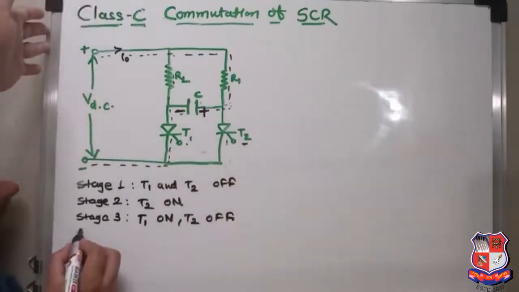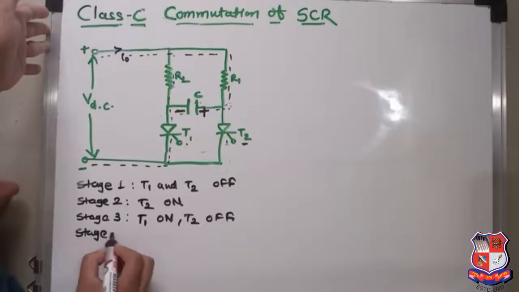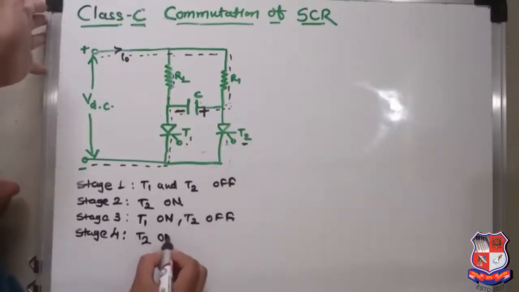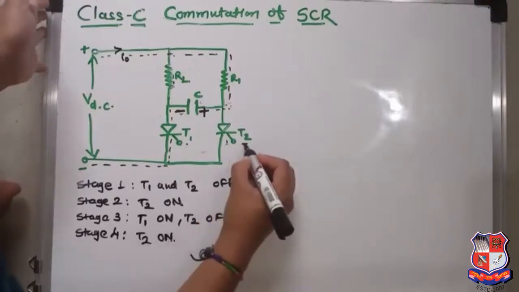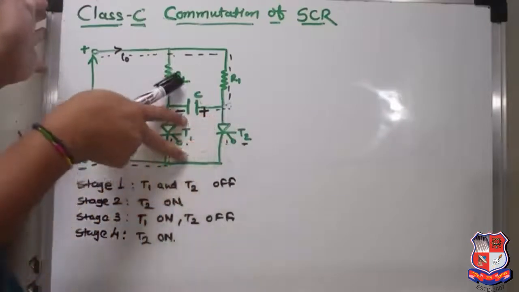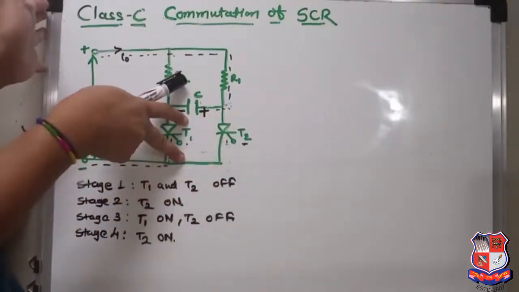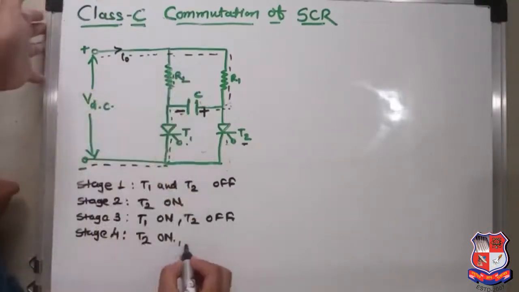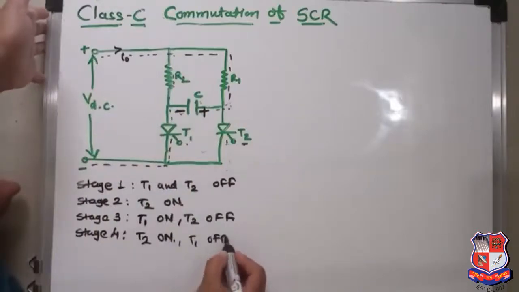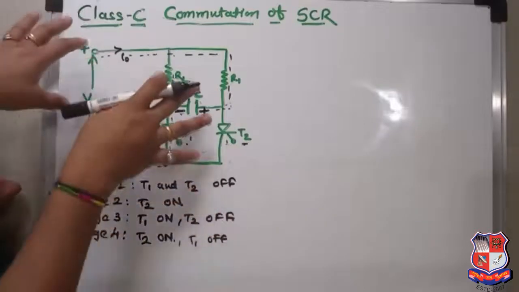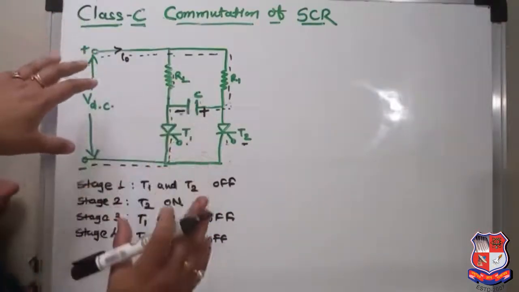Now if you want to turn off T1, T2 is turned on. So in stage number 4, T2 is turned on again by applying a gate pulse. What will happen? This capacitor voltage appears across T1 as a reverse voltage. So T1 is turned off as the reverse voltage is applied across T1. So T1 is off and the cycle repeats. This is the working of class C commutation of an SCR.